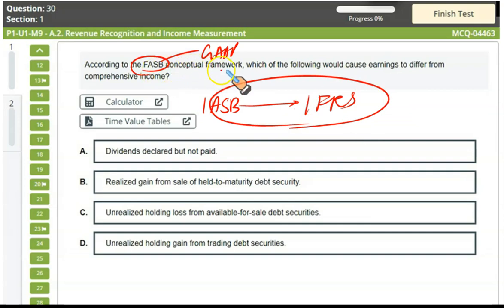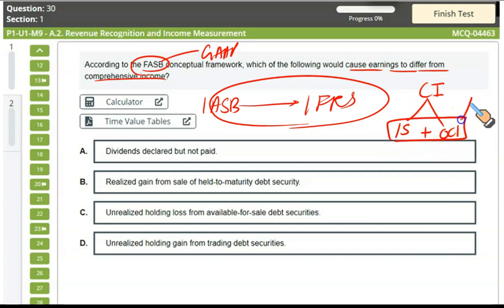According to FASB conceptual framework, which of the following would cause earnings to differ from comprehensive income? Please remember, comprehensive income has two components. One is income statement, other is the other comprehensive income, and they collectively make up what you call the statement of comprehensive income or just comprehensive income.